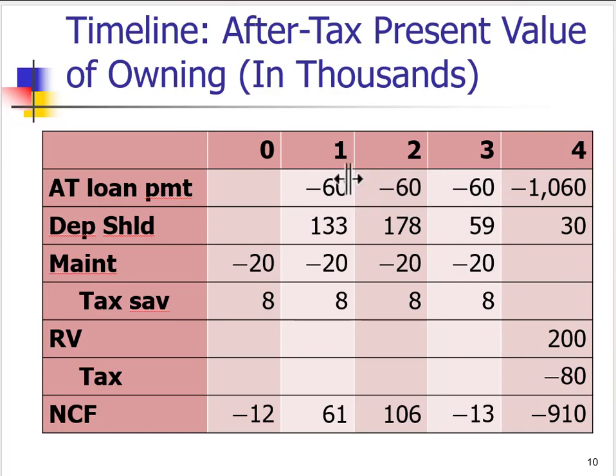So here's the loan payment. They told us it was 100,000. 60% of that, obviously, we're going to pay some taxes. Here's the depreciation shield. We're buying the maintenance agreement. Since we're buying this maintenance agreement, it's tax deductible, so that means there's a tax savings. Again, it's 40% of 20, right? So that gives us this $8. The residual value ends 200,000. 40% is the tax rate. So now we have a tax that we'll pay on that.